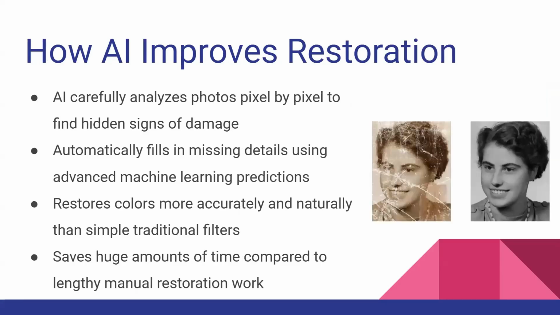How AI improves restoration. AI carefully analyzes photos pixel by pixel to find hidden signs of damage, and it automatically fills in the missing details using advanced machine learning predictions. It can restore color very accurately and naturally, more than some of the more traditional filters that people use. It also saves lots of time as well.